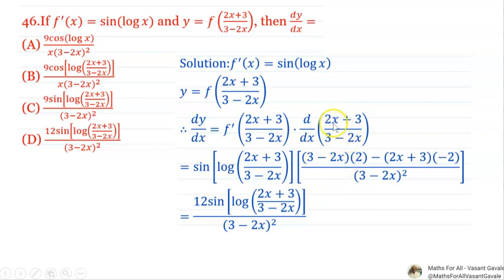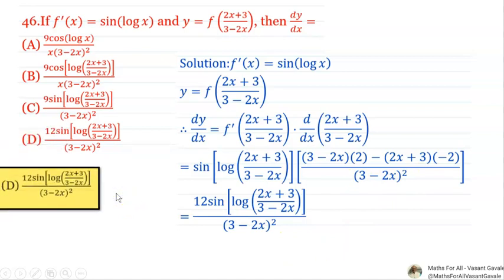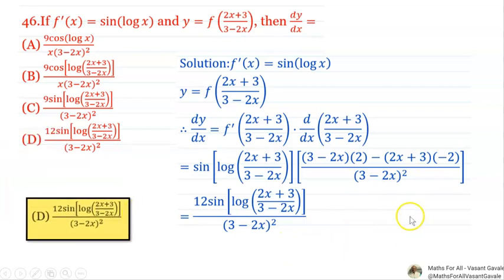3 minus 2x into derivative of 2x plus 3 तो किती आला तर 2 आला. 3 चा derivative 0. 2x plus 3 into derivative of 3 minus 2x तो किती आला तर minus 2 आला. Upon (3 minus 2x) whole square. आणि हे सगळं simplification केल्यानंतर you will get here 12 sine of log of (2x plus 3 upon 3 minus 2x) upon (3 minus 2x) whole square. Okay, and therefore the option D हा ऑप्शन या ठिकाणी करेक्ट आहे. हे नॉर्मल सिम्प्लिफिकेशन आहे. You can do it.